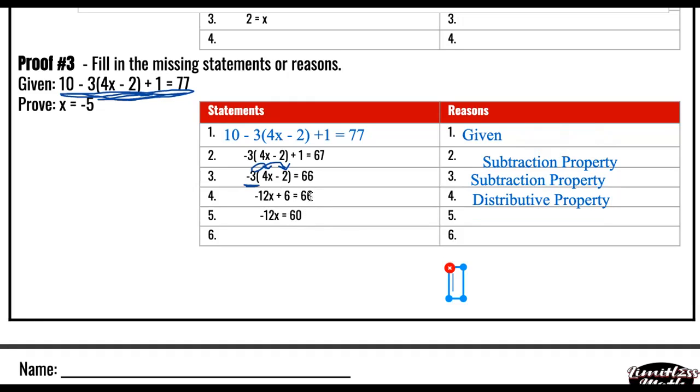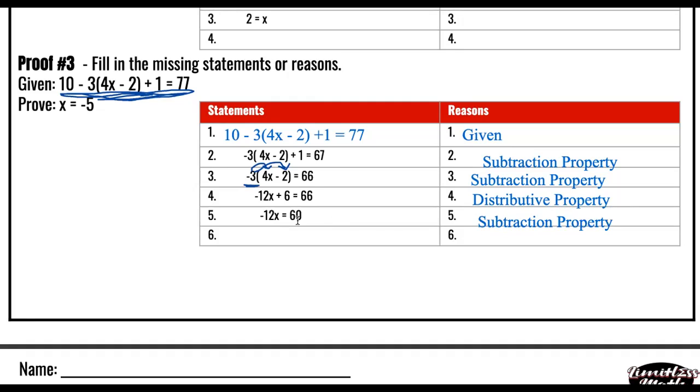Next, we want to compare 4 to 5. What happened? Okay, well, let's see. 12x and 12x stayed the same. No change there. But this 6 is gone, and 66 becomes 60. Okay, so 66 decreased to 60, and 6 went away. All right, so we've seen several examples of that. That's going to be subtraction property. We subtracted 6 on both sides.